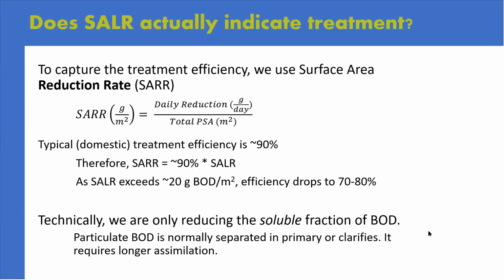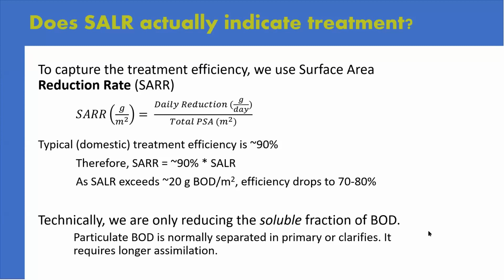So does your loading rate actually indicate treatment? I've kind of touched on this a little bit. To capture the treatment efficiency, we want to use the surface area reduction rate. This surface area reduction rate directly correlates to your surface area loading rate. So typically for a domestic wastewater system that has no toxicity issues, has no pH or alkalinity imbalances, has relatively low suspended solids and FOG, you may see a treatment efficiency of about 90%.